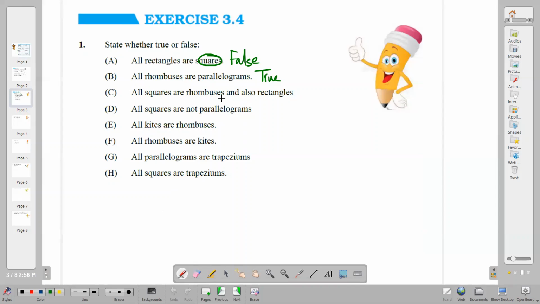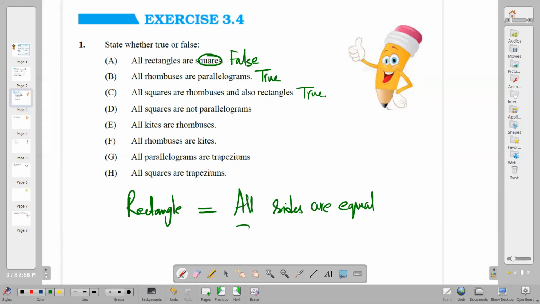All squares are rhombuses and also rectangles. Is it true or false? True. Reason: rectangle के लिए अगर उसकी सारी sides equal हो जाएँ, all sides are equal, then it will become a square.